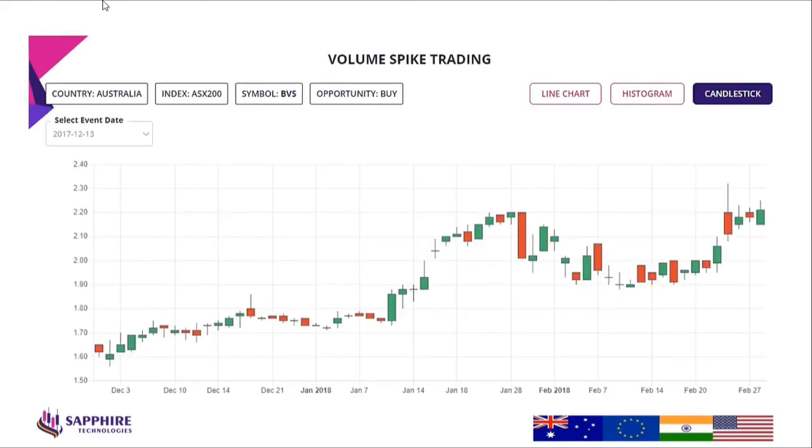And then finally, the candlestick chart. In this particular example, you can see that the spike of 13th of December 2017 translated into an upward movement, and you can pick each and every spike from the select event date box, and you can see what was the result of that particular spike, or how the stock moved following the spike.